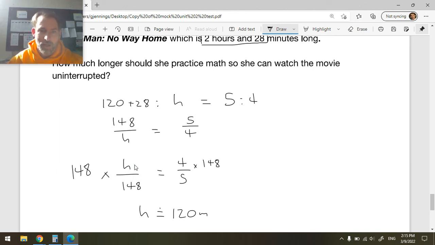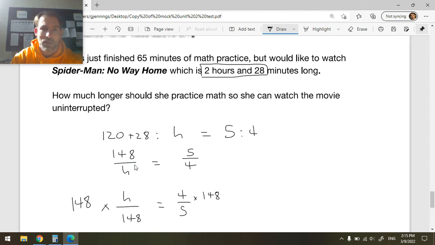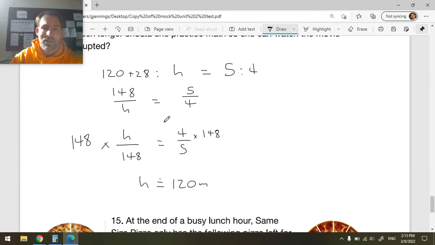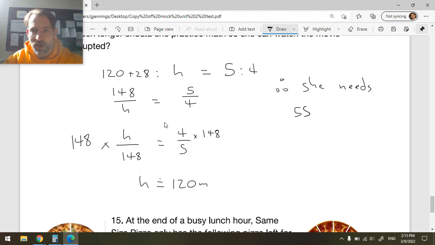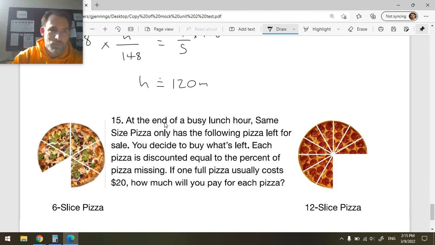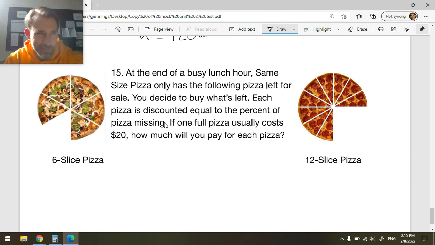It's not worth it. All right, so if she has to do 120 minutes, but she's already done 65 minutes, therefore, she needs to practice 55 more minutes. And if you said 53 minutes, you just wasted your and your mom's time arguing about 2 minutes, okay? Just do it 55 minutes.